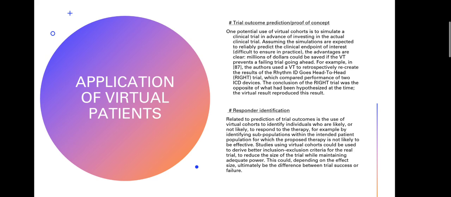Responder identification. Related to prediction of trial outcomes is the use of virtual cohorts to identify individuals who are likely or not likely to respond to the therapy, for example by identifying subpopulations within the intended patient population for which the proposed therapy is not likely to be effective. Studies using virtual cohorts could be used to derive better inclusion and exclusion criteria for the real trial to reduce the size of the trial while maintaining adequate power. Depending on the effect size, this could ultimately be the difference between trial success or failure.